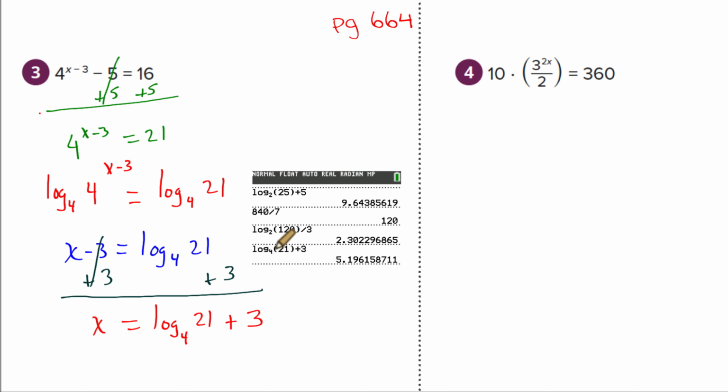Okay, so hopefully you got what I got. What do we do first? We add 5, right? Then take log base 4 of both sides. And then these things will cancel out, and we're left with x minus 3. That's the exponent that comes down. We add 3 to each side.